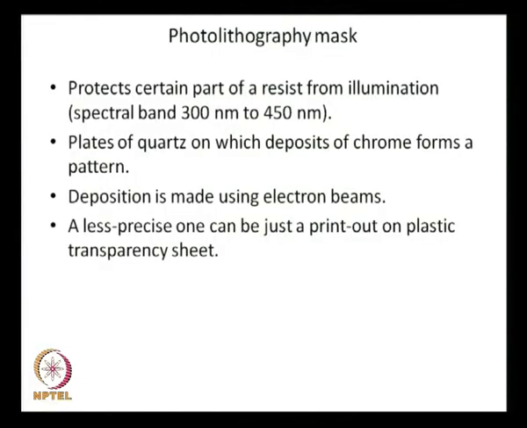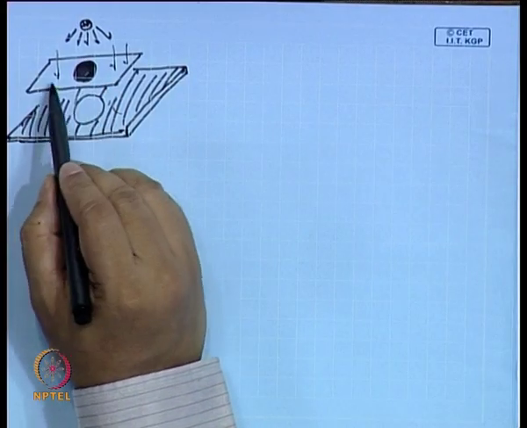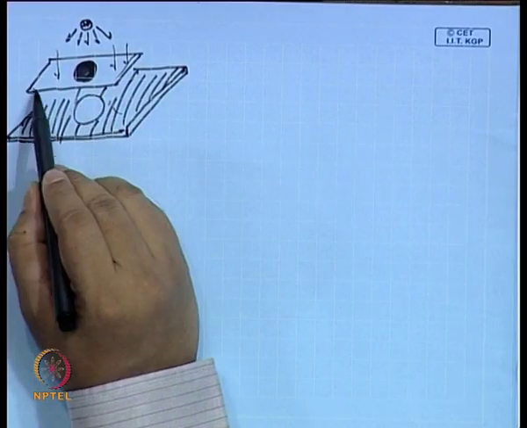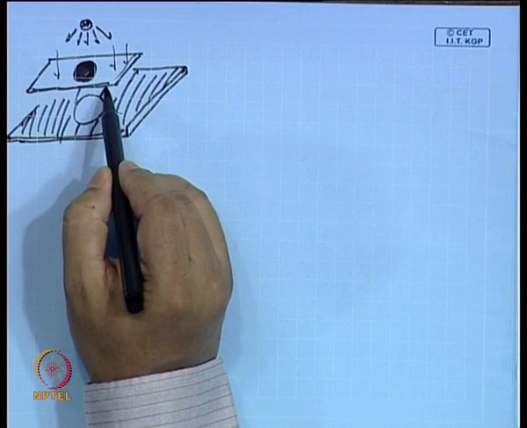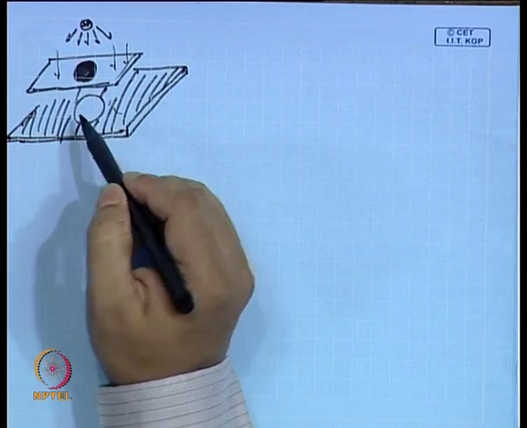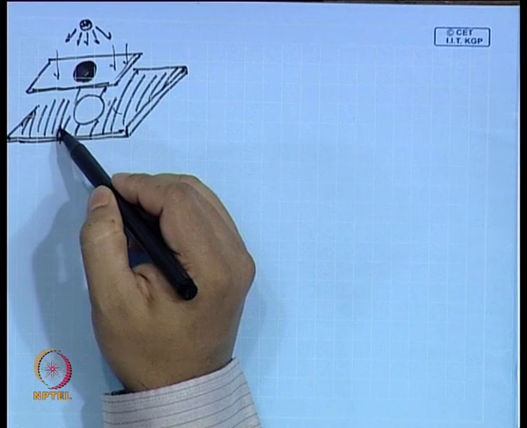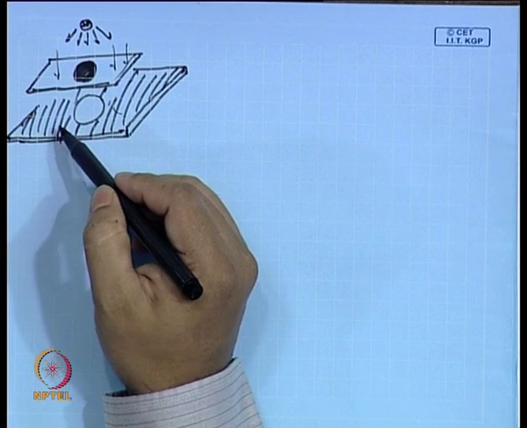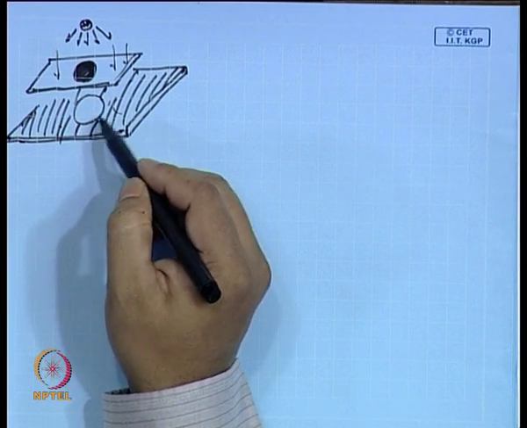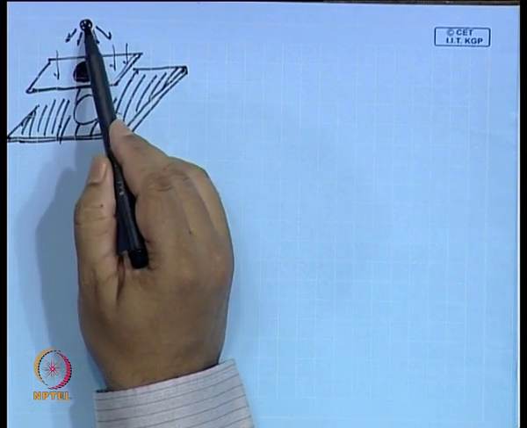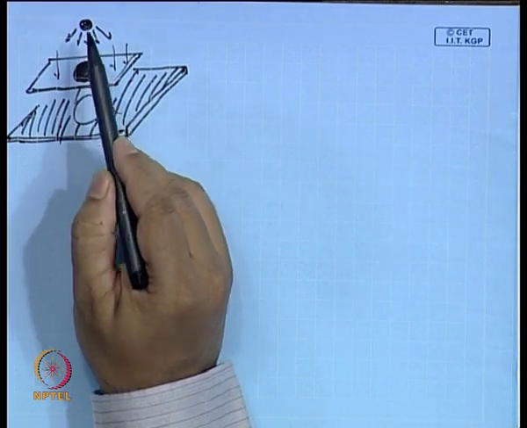This is the photolithography mask. First is the photolithography mask. The mask is the one that I have in the middle of this figure. That is what we are talking about here. The bottom one is the silicon substrate, on which you want to make the channel, and the top one is basically the light source.